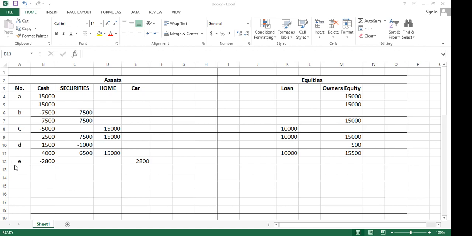Have you any problems or questions to ask me? E. Balance after the E: cash 1,200. Security is not changed, 6,500. Home is 15,000. Car 2,800. Loan 10,000. And owner's equity is not changed, 15,500.